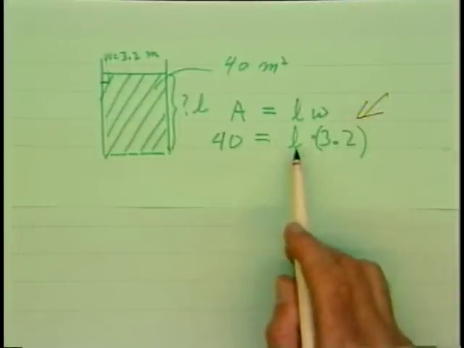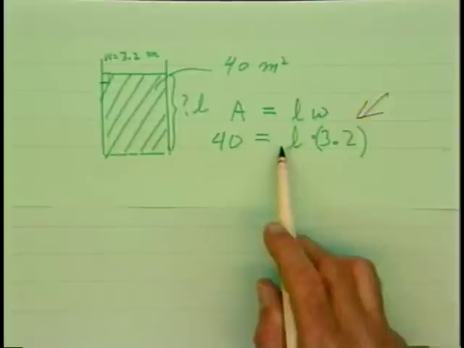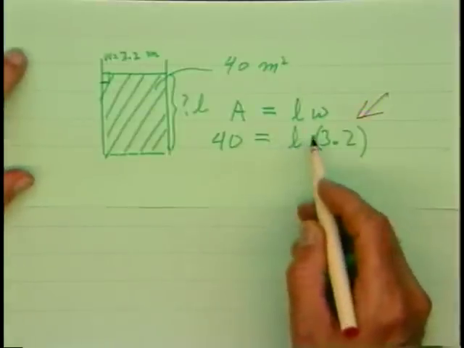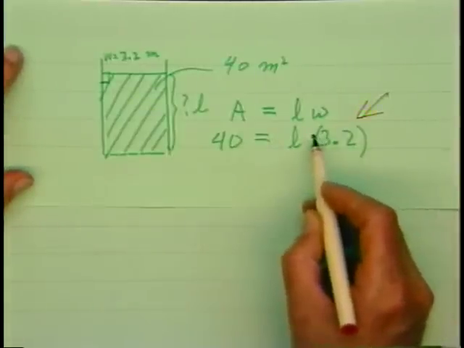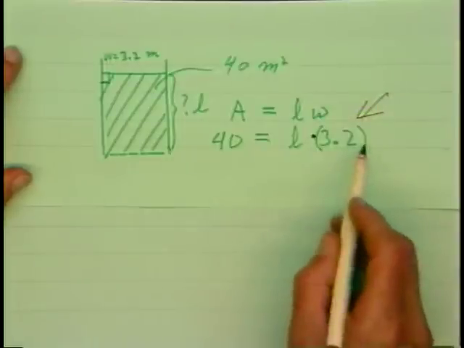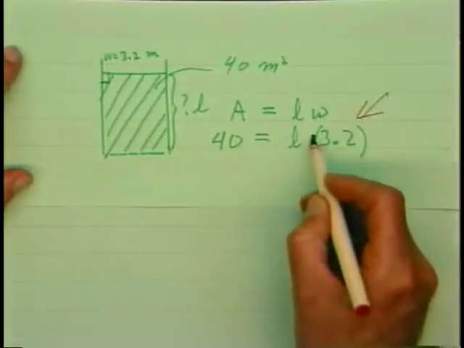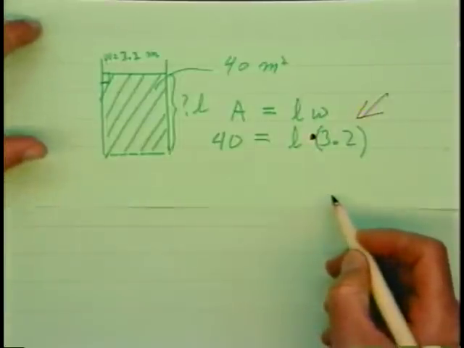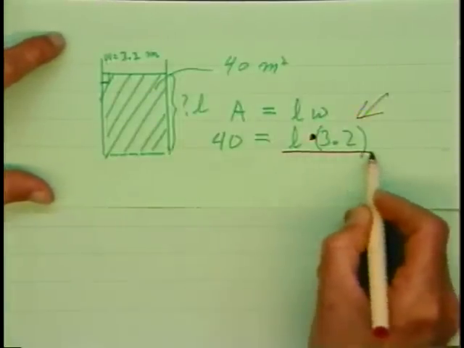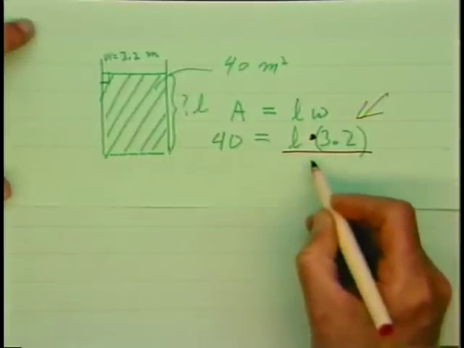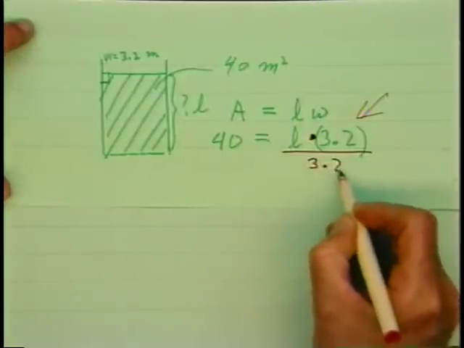Now, to find out what L is, we call in algebra solving for the variable. In this case, the variable is being multiplied by 3.2. So it's not the 3.2 we initially want to get rid of, it's the multiplication. So we recall that multiplication is undone by division, and naturally division by the same number.